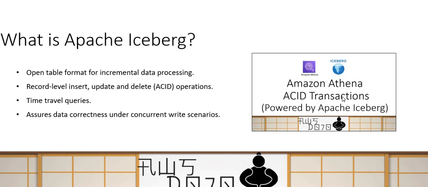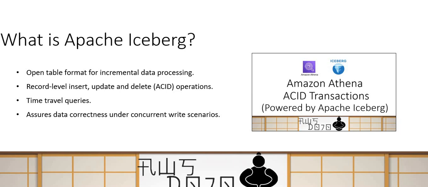So first, try to understand what is Apache Iceberg Table. It is an open table format which supports incremental data processing. That means you can perform create, update, and delete operations on your records. You can also make time travel queries to see a snapshot of data at a particular point in time. And it supports concurrent write scenarios.